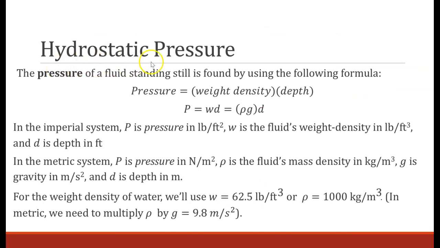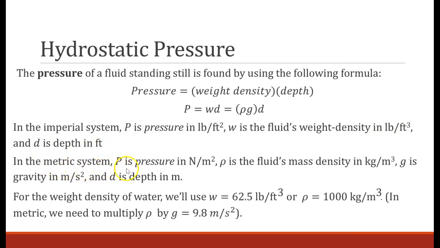Let's formalize hydrostatic pressure. The pressure of a fluid standing still is found by using the following formula. Pressure is equal to the weight density of the liquid times the depth, or P equals W times D. If we're in metric, then we're going to break down the weight density as the mass density, rho, times gravity, and then times depth. So for units in the imperial system, P is pressure in pounds per foot squared, W is the fluid's weight density in pounds per foot cubed, and D is depth in feet.